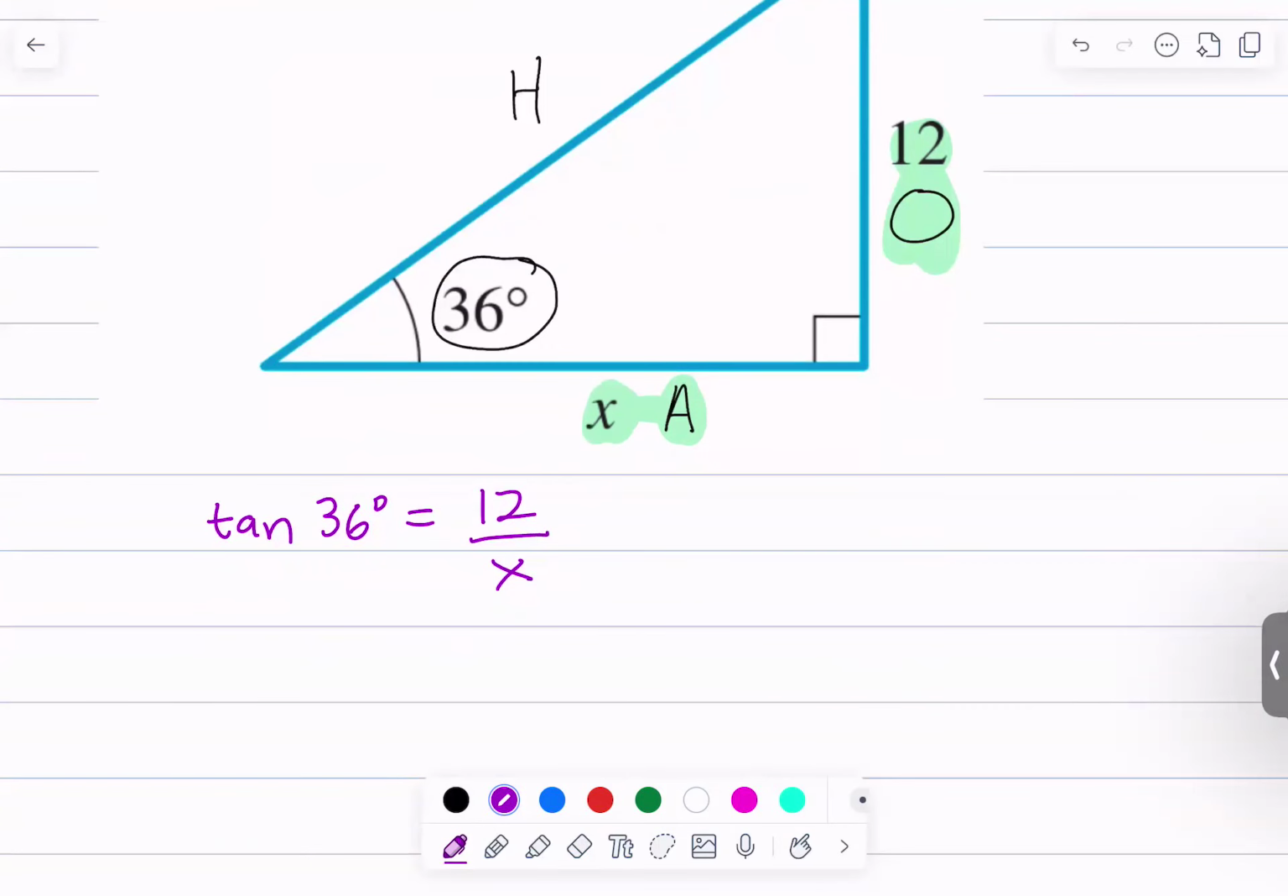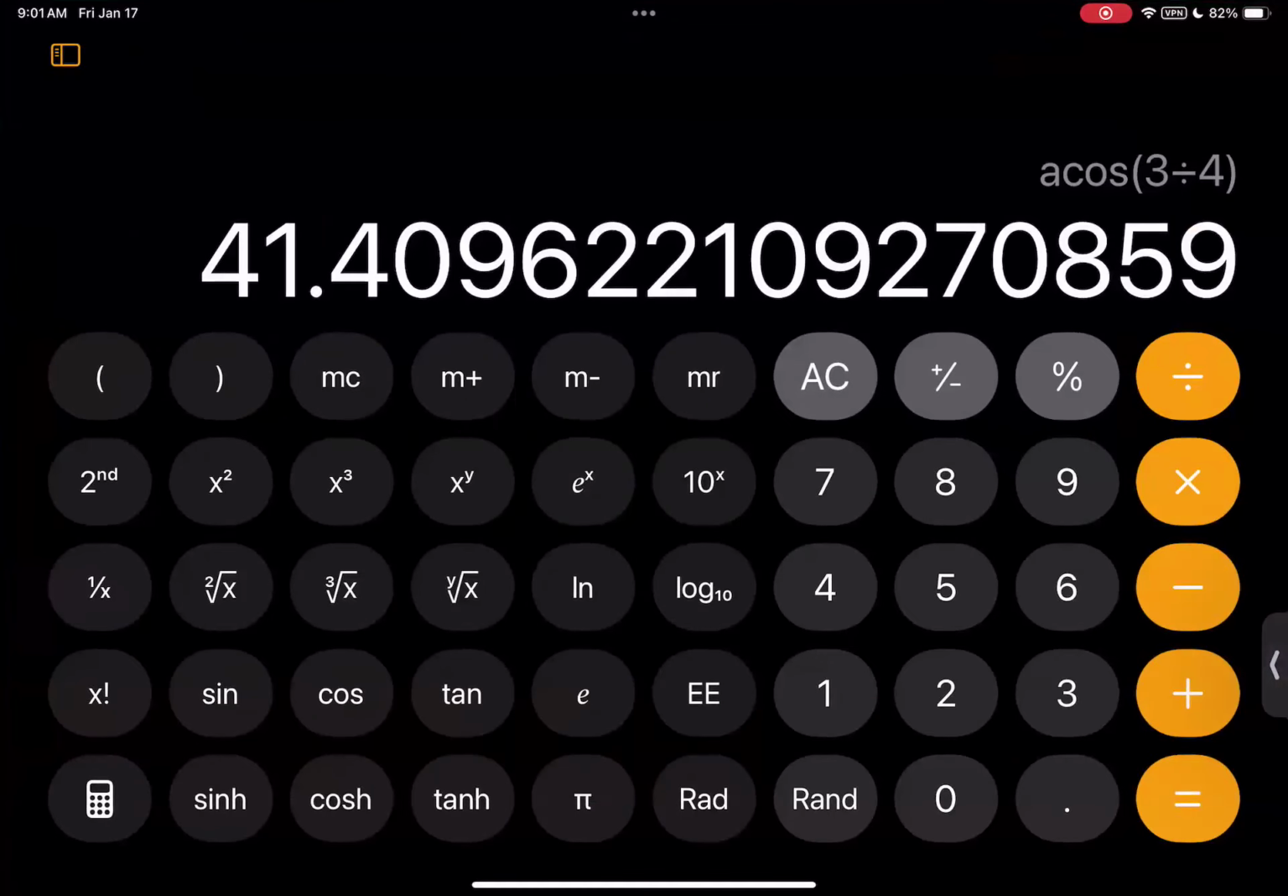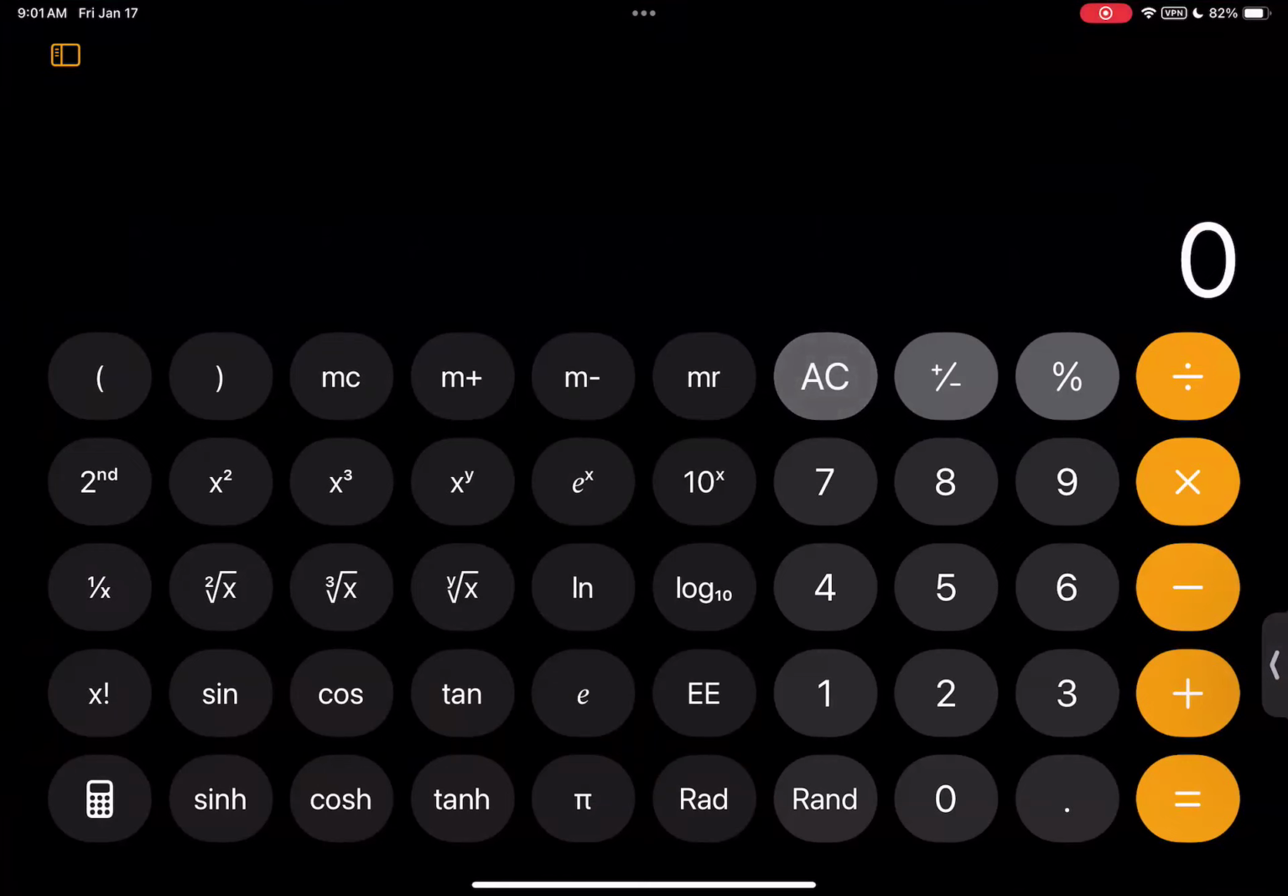When your variable is in the denominator like this, all we're going to do is switch places between the x and the tangent of 36. So x is going to equal 12 over the tangent of 36. Okay? And you're going to go to your calculator: 12 divided by the tangent of 36.